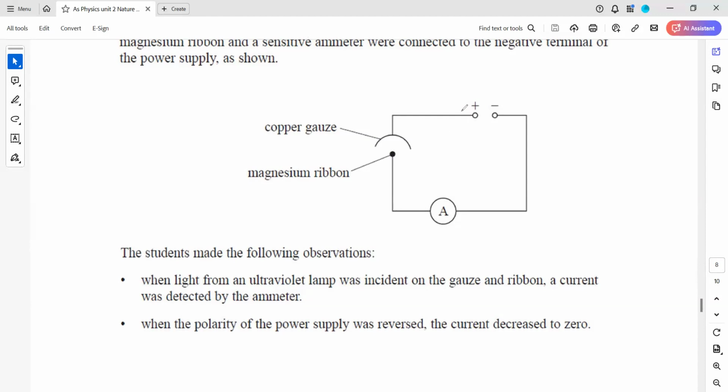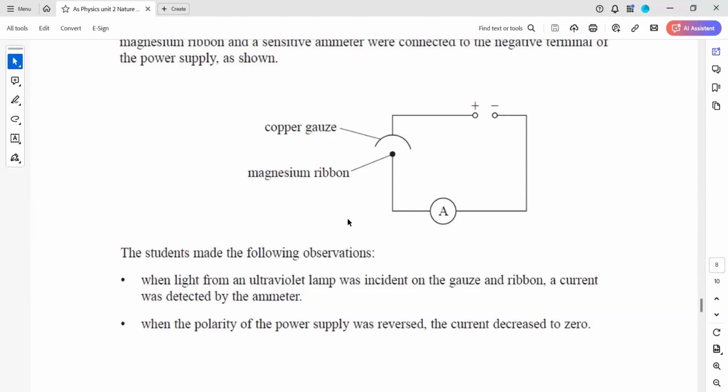It means electrons are moving. When they change the polarity, this becomes negative and that positive, so this will be negative, and this negative will repel the electron, so that's why the current is decreasing. So when ultraviolet light falls on both the copper gauze, meaning copper net, and the magnesium ribbon, it means magnesium is emitting electrons rather than copper, because when we change the terminal, the electrons are completely stopped.